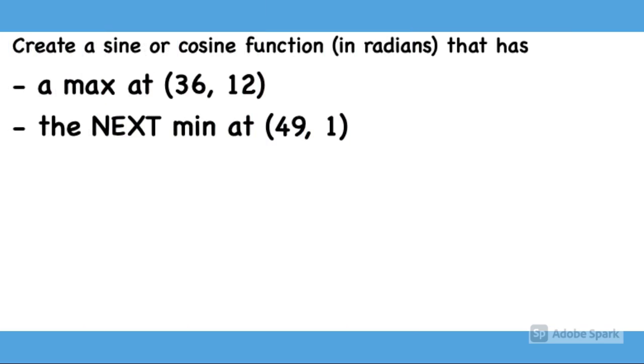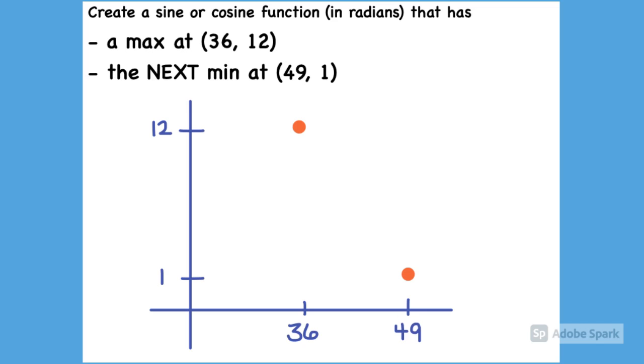Most of the sinusoidal modeling problems that we do will be in a context, like a Ferris wheel or modeling high and low tide. But to start, I wanted to do one example that just uses 2 ordered pairs with no situation. The very first thing you're going to want to do is draw a very rough graph that shows the 2 points that are given. Notice mine is not to scale, but it shows what we need.